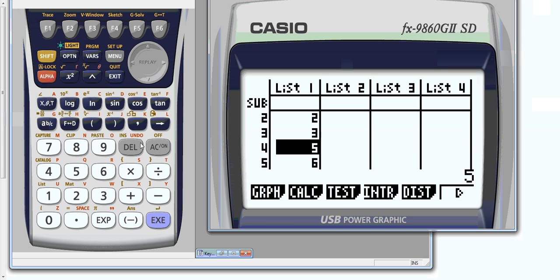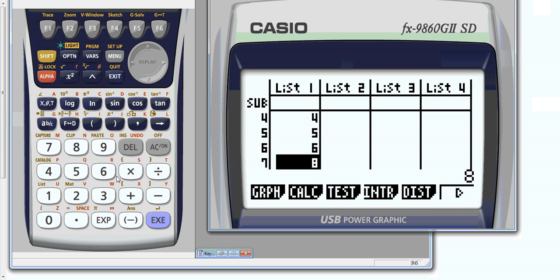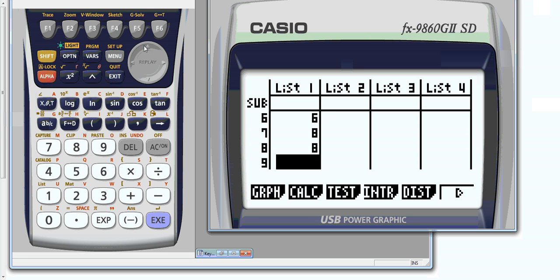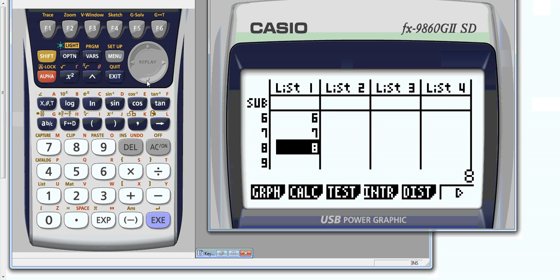1, 2, oh, I missed the 4 right here. 4 goes here. Then 5, oops, not 45. 4, then 5, then 6. Here we go, now we're on. I'm off again. Well, this should be an 8. Enter. This one should be 7. There we go.